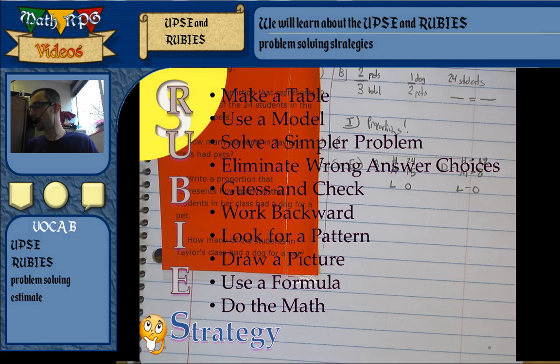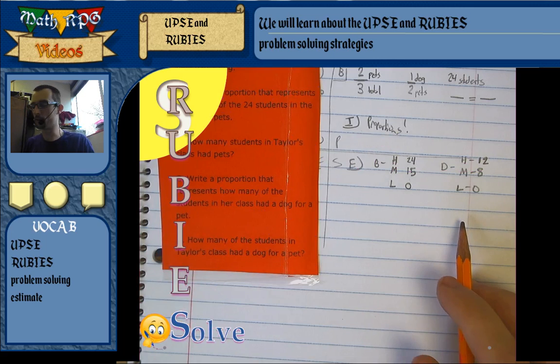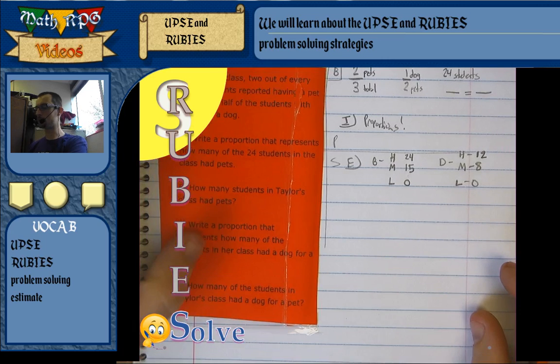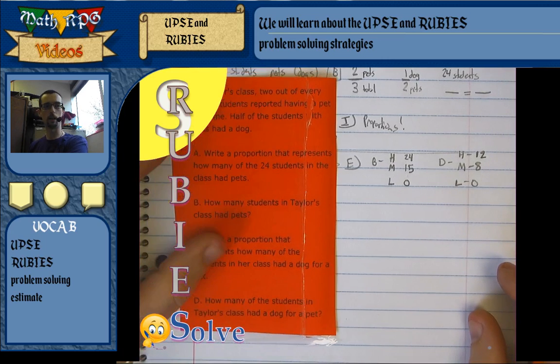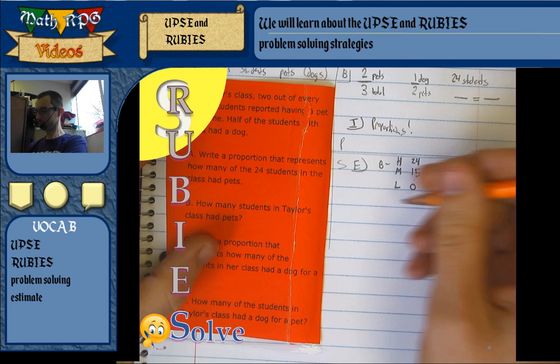In this problem, I think we'll just do the math on this one, right? It'll be kind of like making a table, but I think that's what I'm going to do. I'm just going to write out the numbers. So I go on to solving the problem. So it says solve it. So let's see what we can do to solve it. So write a proportion that represents how many of the 24 students in the class had pets. So hopefully I remember what a proportion is. I'm going to solve this thing.